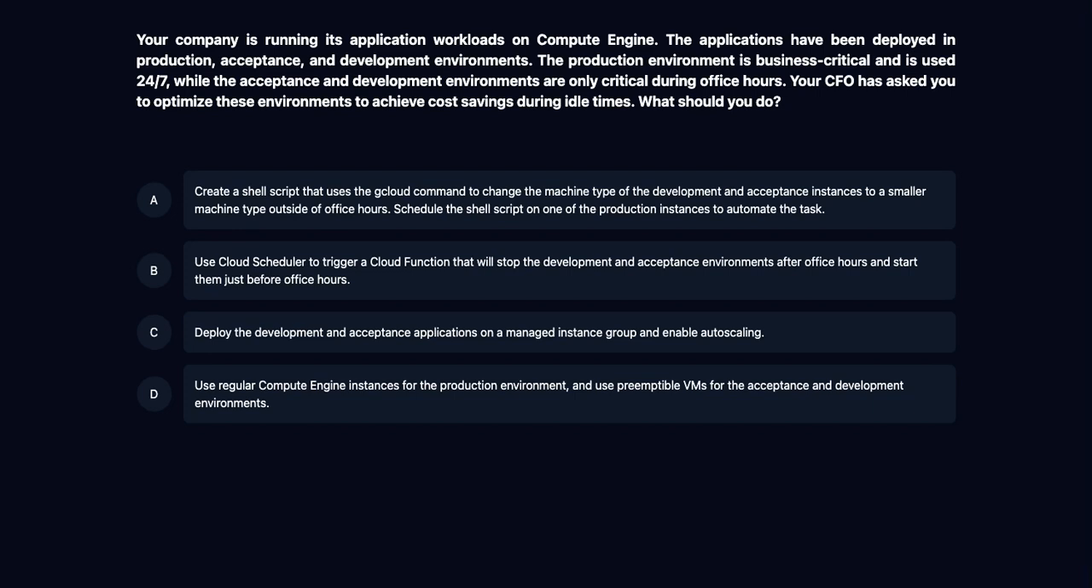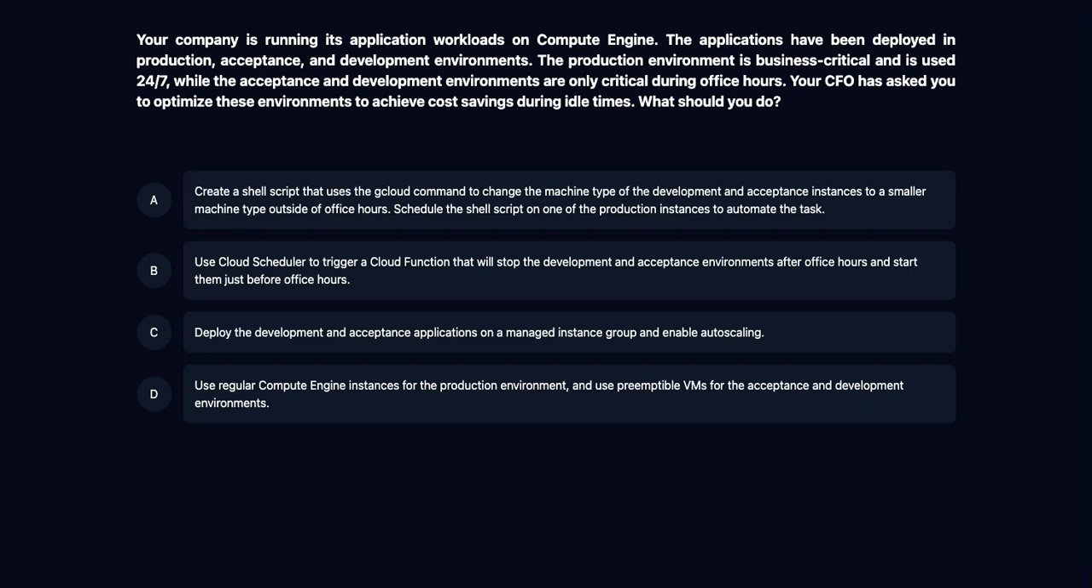Create a shell script that uses the gcloud command to change the machine type of the development and acceptance instances to a smaller machine type outside of office hours. Schedule the shell script on one of the production instances to automate the task. Option B. Use Cloud Scheduler to trigger a Cloud Function that will stop the development and acceptance environments after office hours and start them just before office hours.